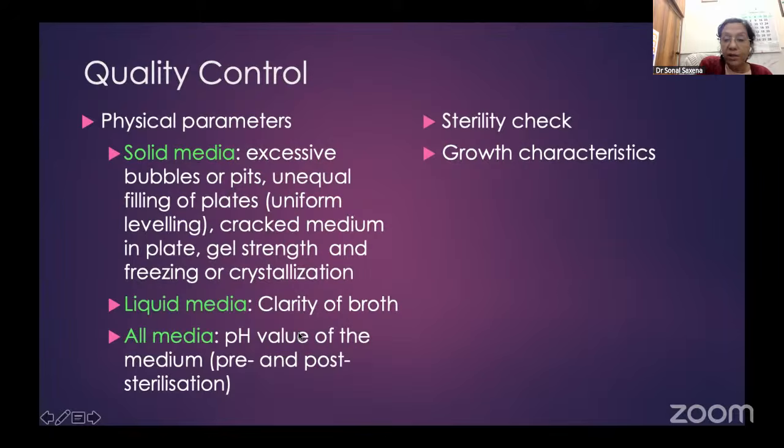Liquid media, you look at the clarity of the broth. Hopefully there is no turbidity, and no settlements if there should not be. Very little deposit should be there. You can also check pH pre and post sterilization, because during sterilization the pH falls. And of course, you do a sterility check and growth characteristics.